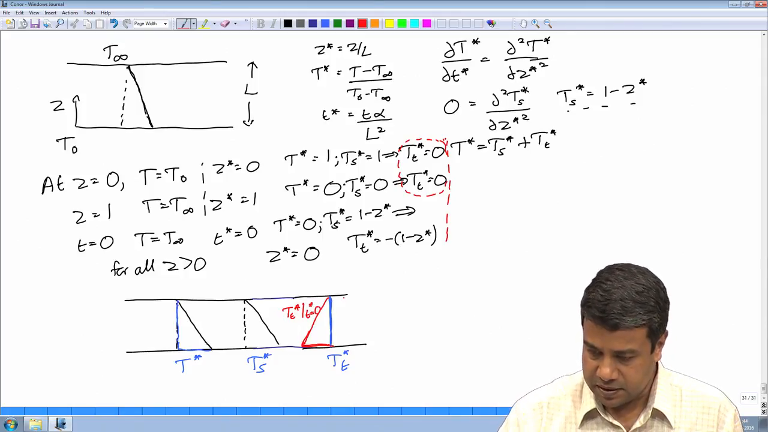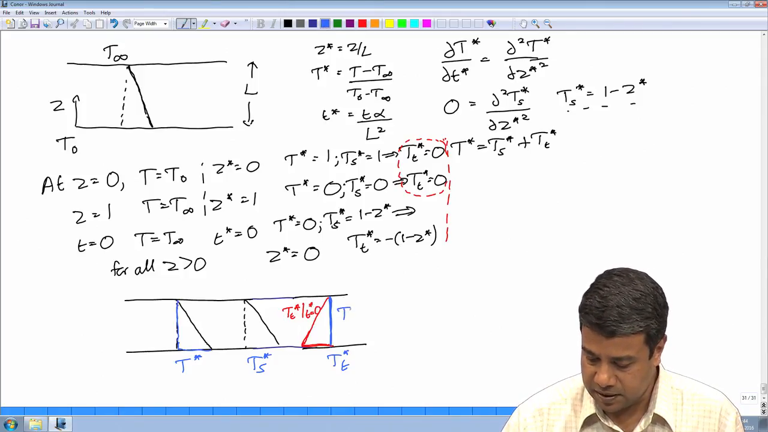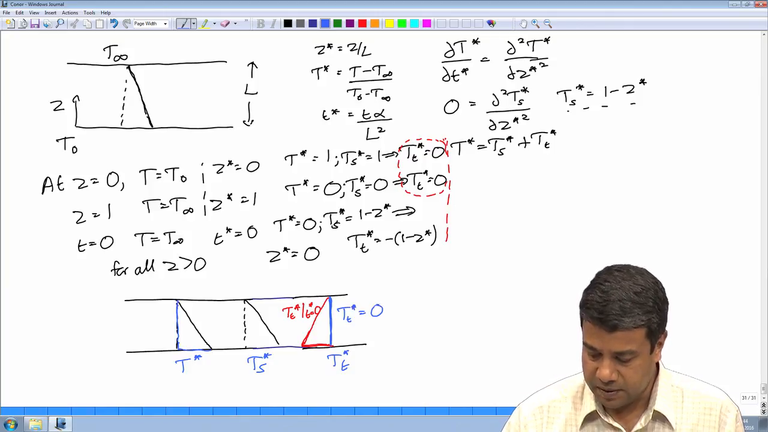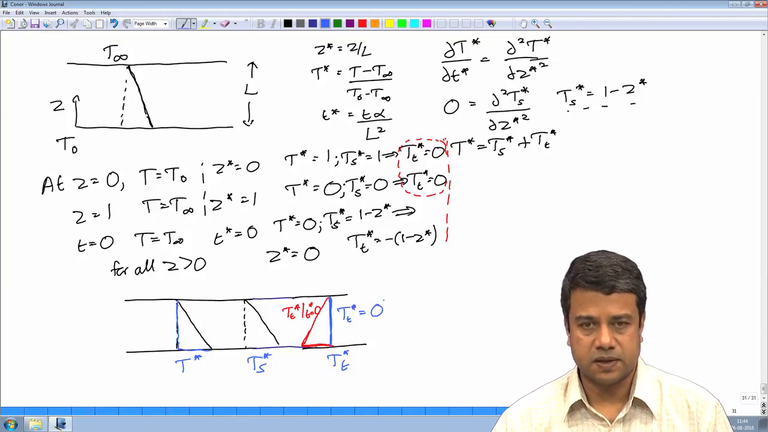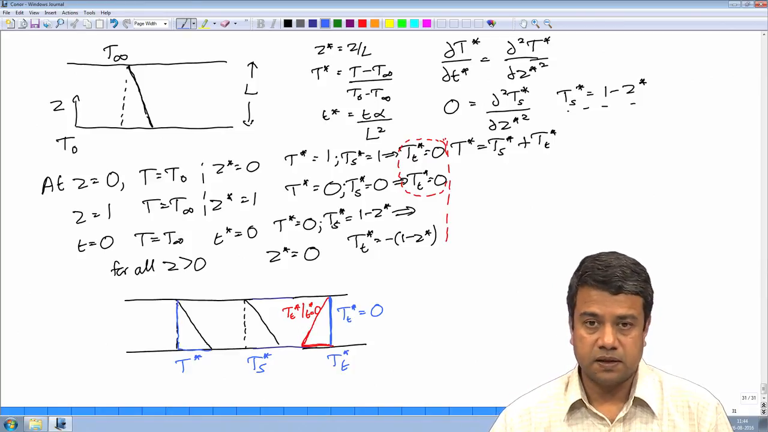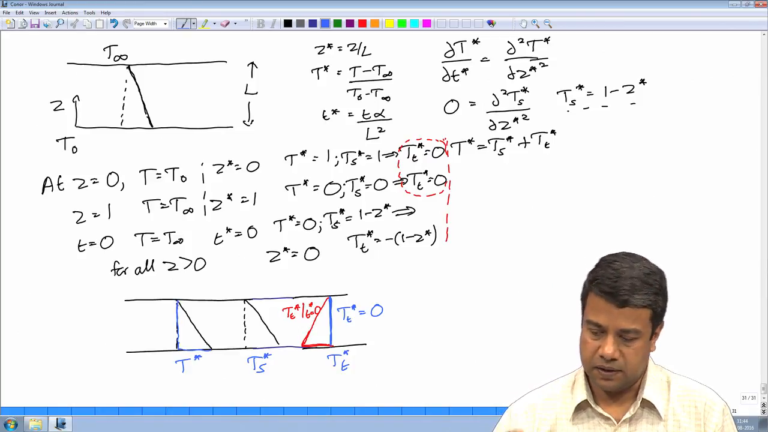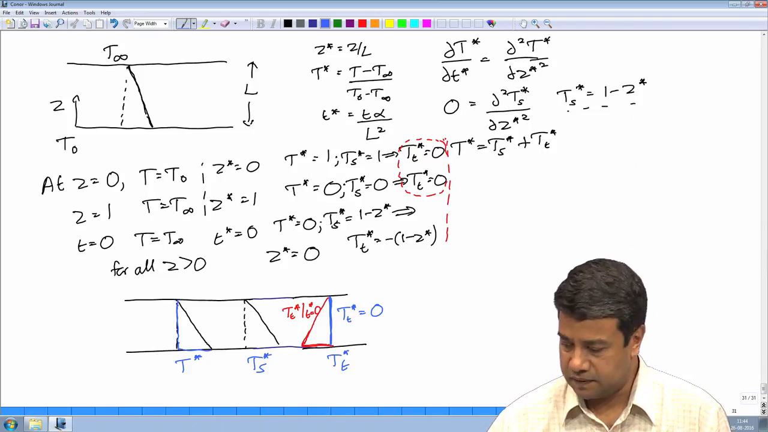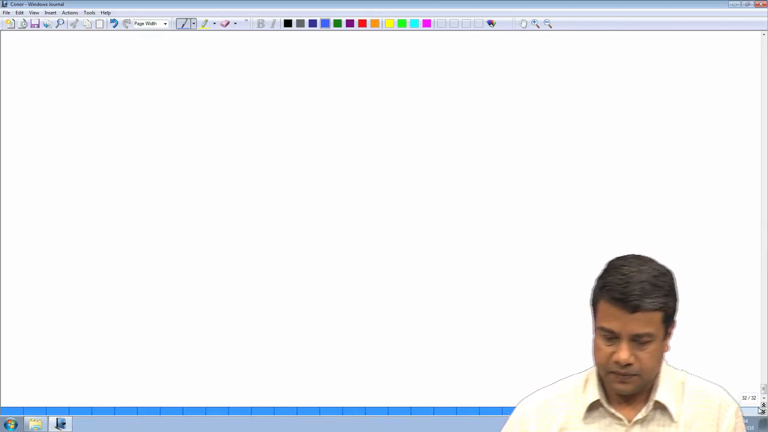Whereas the transient part, in the limit as t goes to infinity, has got to be equal to 0, so that the temperature reduces to the steady part. So, that is basically the problem that we were trying to solve. We had already got the steady part; we wanted to solve for the transient part.